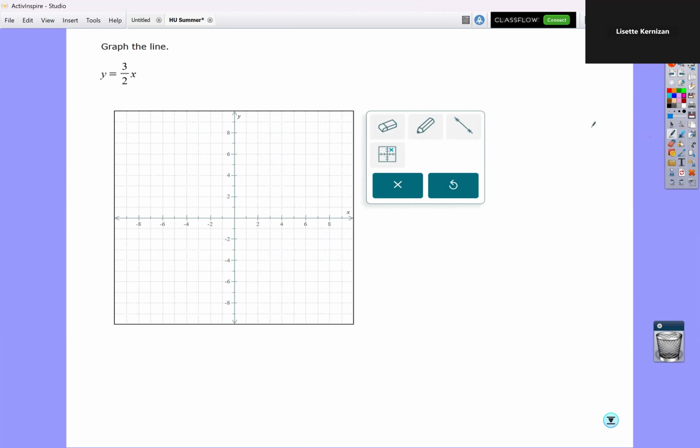The next one, graph the equation of the line. If I have y equals mx plus b, remember we graph b first and then we graph the slope. So in this case, my b is just 0, so I'm going to start at 0, and then I'm going to go up 3 and right 2.